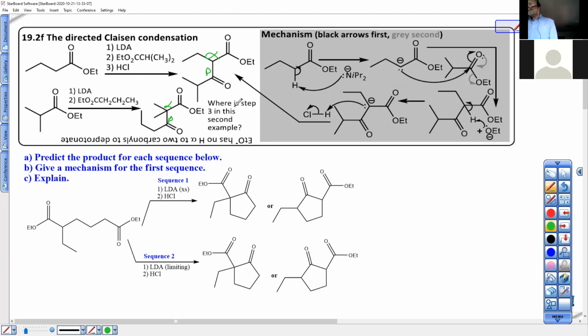And there's a question here. Where is step 3 in the second example? Well, when you get to this stage here and it's over here, is there an alpha hydrogen to be had here that's got a pKa of 20? The answer is no. Is ethoxide going to take substantial amounts of this alpha H off? Not really. That's a pKa of 20. It's only alpha to the ketone. So I'm not worried about ethoxide taking that H off. So ethoxide has no H alpha to two carbonyls to deprotonate, so it won't do it.